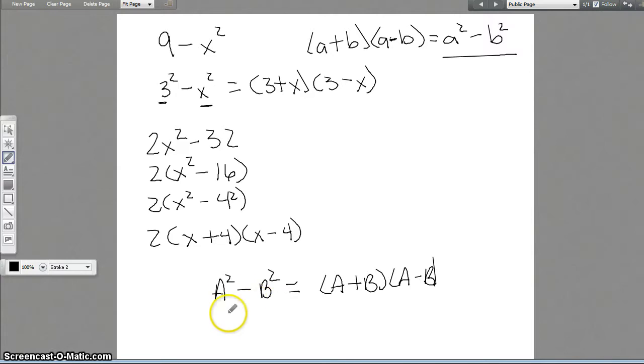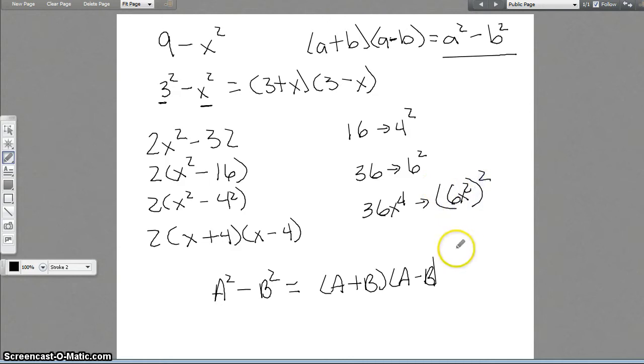So if you're starting off with two terms that you're taking the difference of, and they can both be written as squares, you need to first write each of them as a square. So if you have 16, you would need to write it as 4 squared. Or if you had 36, you would need to write that as 6 squared. Or if it was something like 36x to the fourth, that would be 6x squared quantity squared. So you need to be able to write your terms as a square. If you can write both terms as a square and you're taking the difference of them, then you can factor them out by adding your two terms and subtracting your two terms and multiplying those together.